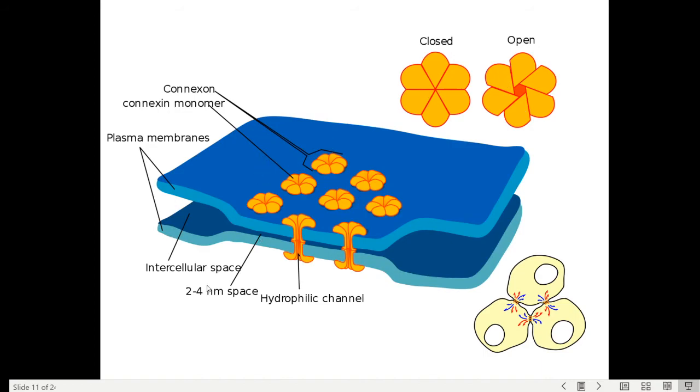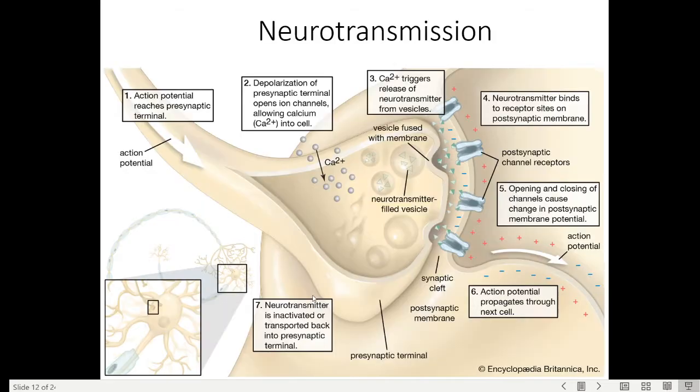The size of the gap between the cells is below 4 nanometers. These must be hydrophilic channels because the cell surface is made up of lipids. These gap junctions are formed like hydrophilic channels. It's a major thing, please understand.